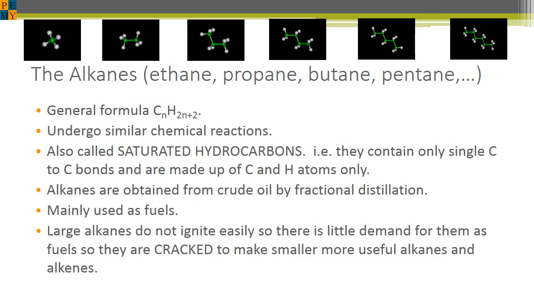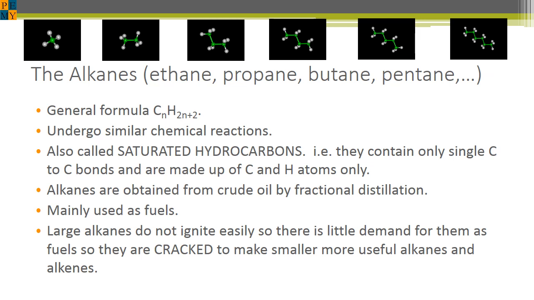The first major group of hydrocarbons that we'll talk about are the alkanes. For example, ethane, propane, butane, pentane are all alkanes, as are heavier alkanes such as octane used in gasoline. The general formula is CnH2n+2. For example, octane would be C8H(2 times 8 plus 2), which is C8H18. They all undergo similar chemical reactions.